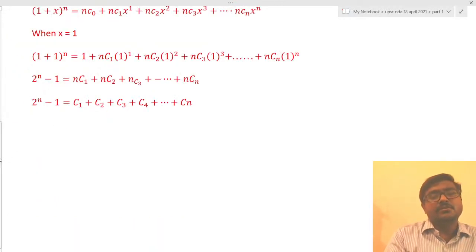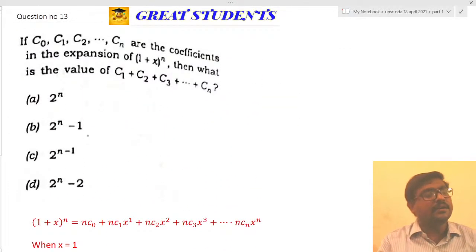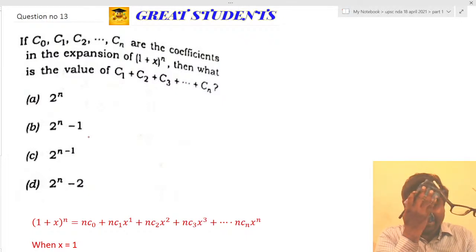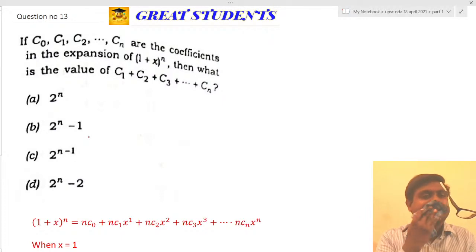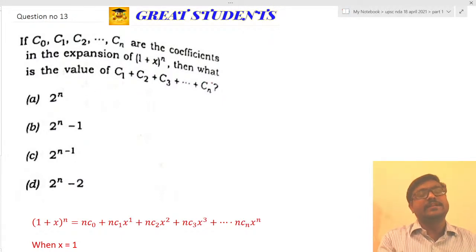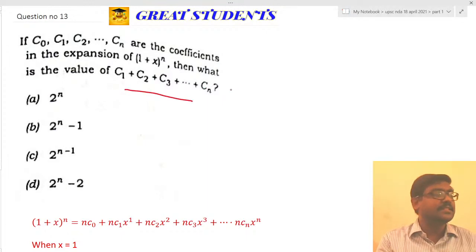The next question is also based on the binomial theorem, but the binomial theorem we are using is application and concept oriented. Now if C0, C1, C2, C3 dot dot Cn are coefficients in the expansion of 1 plus x whole power n, then what is the value of C1 plus C2 plus C3 up to Cn? This format is very familiar in any competitive exam.